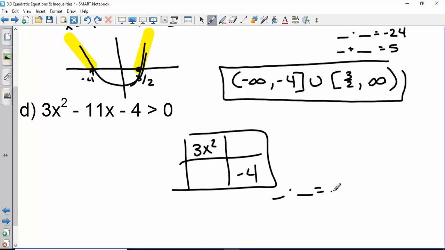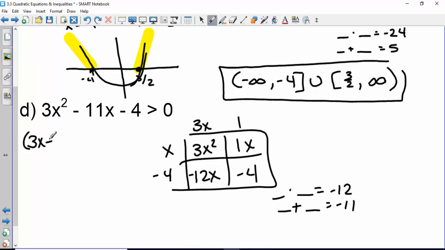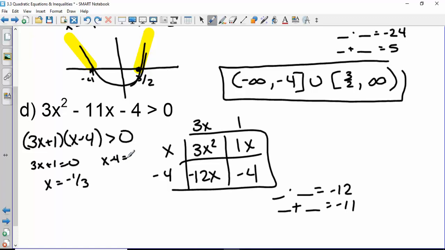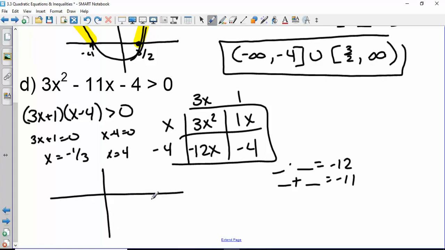I need two things that multiply to -12 and add to -11. So -12 and +1. This is 3x plus 1, x minus 4. If you set each of those equal to 0, you get -1/3 and +4. So if we think about our graph, here's 4, -1/3. You can be more precise, but we don't necessarily have to be.